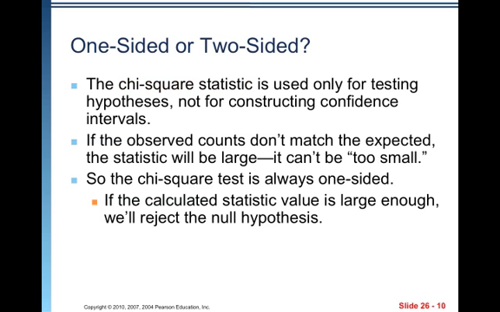So, one-sided or two-sided? The chi-square statistic is used only for testing hypotheses, not for constructing confidence intervals. If the observed counts don't match the expected, the statistic will be large. You'll get a big old chi-square value, and it can't be too small. So the chi-square test is always one-sided because you can't be too small. You're only looking at if it's a large chi-square value. If the calculated statistic value is large enough, we'll reject the null hypothesis because the area toward the tail will be really small if the chi-square value is really large.